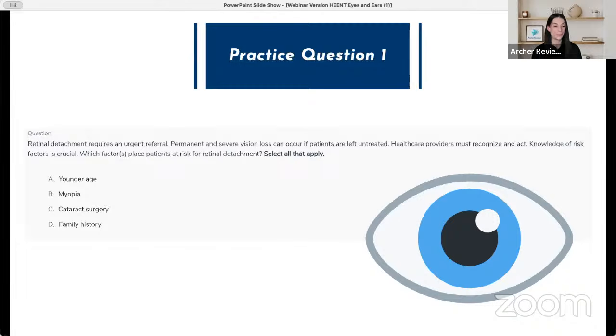Select all that apply. Little reminder, select all that apply will only show up on your ANCC exams, but it's still good to practice for AANP. I'll give everyone a little moment to think about this.